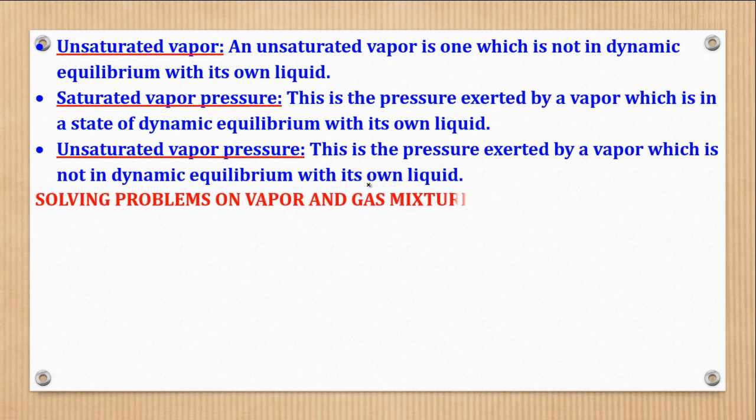So you look at the definitions. One, the difference between a vapor and a gas. Then the difference between saturated vapor and unsaturated vapor. And also the difference between saturated vapor pressure, which is SVP, and unsaturated vapor pressure. With those definitions, we can now go to the main part of this video. Remember, on this platform, we are interested in the calculation part. So how can problems be solved which involve pressure and a mixture of vapor and a gas?